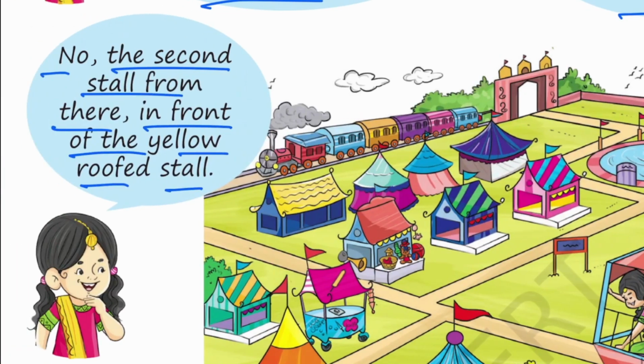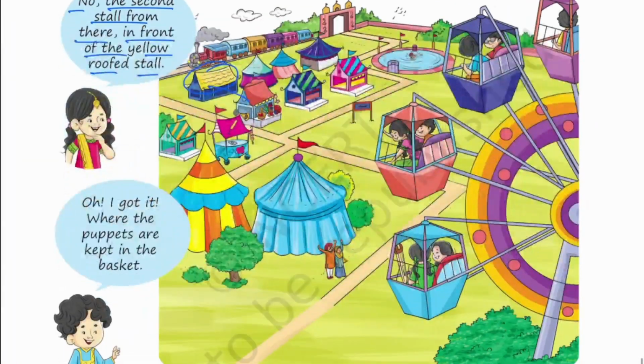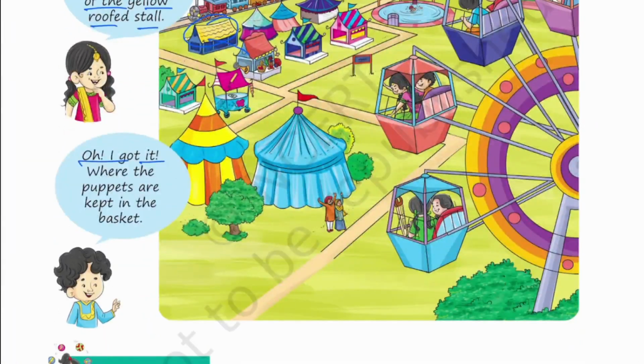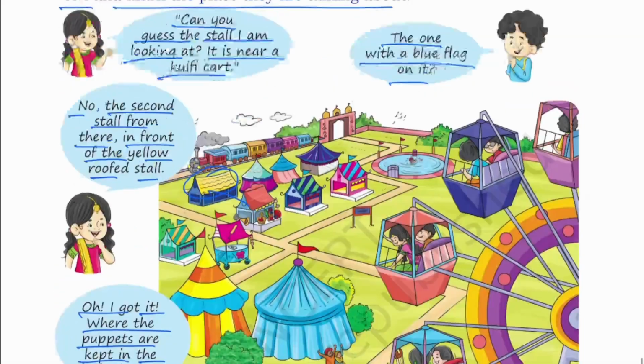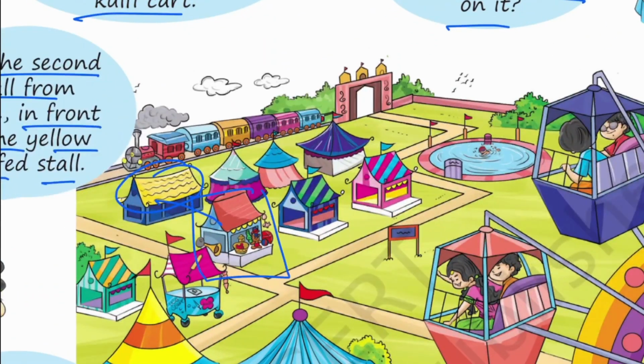The second stall from there in front of the yellow-roofed stall. This could be the answer, or this could be the answer. Let's see. Oh, I got it. Where the puppets are kept in the basket. This is the correct answer.